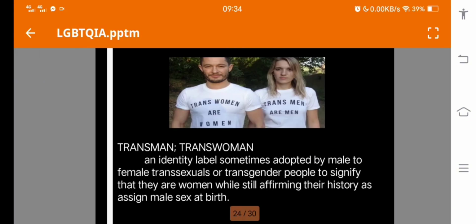Now, transwoman or transman is an identity label sometimes adopted by male to female transsexual or transgender people to signify that they are women while affirming their history as assigned male sex at birth. Kumbaga, being a trans man, halimbawa dito, male to female transsexuals or transgender. When you say trans women, ang trans women ay sila yung lalaki na nag-transfer to being a woman, trans woman sila. Tapos yung trans men naman, babae sila na lumipat sa pagiging lalaki.